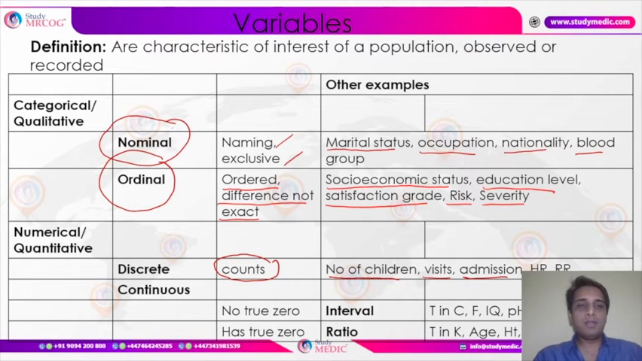Whereas the continuous variables can assume any value in the spectrum. They can either have no true zero or have a true zero. If they are measured in interval scale, they can be called as having no true zero. They cannot be expressed as ratios. For example, temperature in degree Celsius, Fahrenheit, IQ, pH, etc. And those which have a true zero can be expressed as ratios. For example, temperature in Kelvin, age, height, etc.